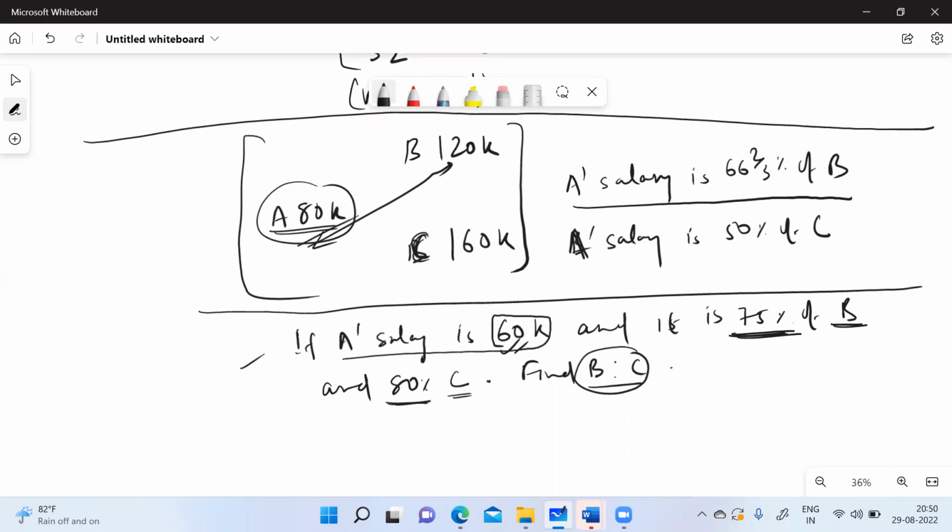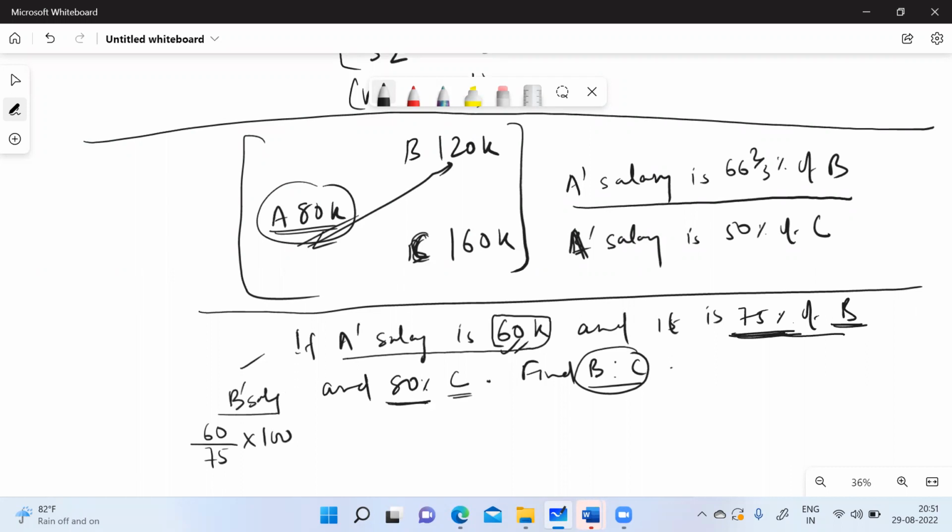So here A's salary is 60,000 and it is 75% of B and at the same time 80% of C. So while calculating here, you have to do the same thing that I have been teaching you before. Here you have to find the salary of B by considering that 60 is 75%. If I divide by this, I'll get the value of 1%, and I will multiply by this to get the value of 100%. So this will be B's salary.